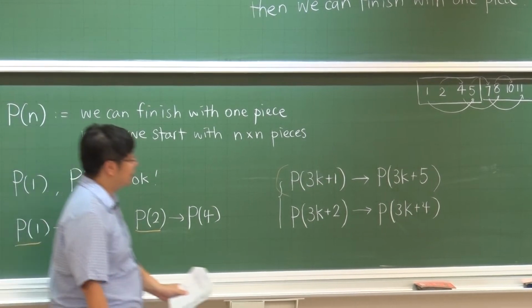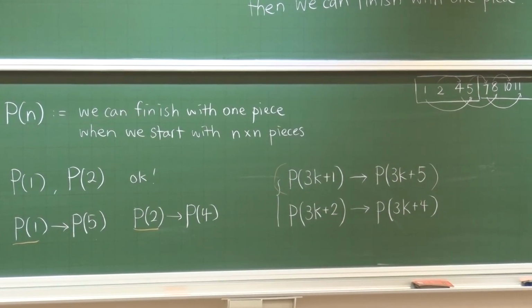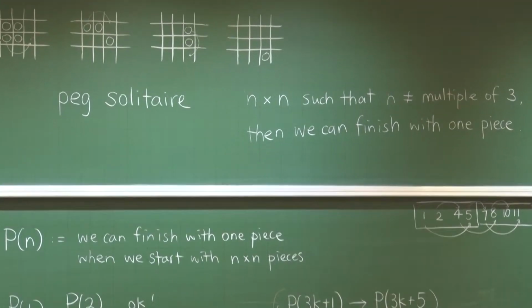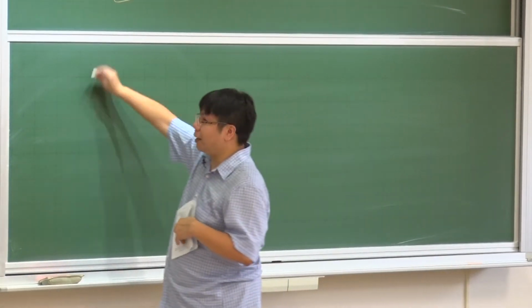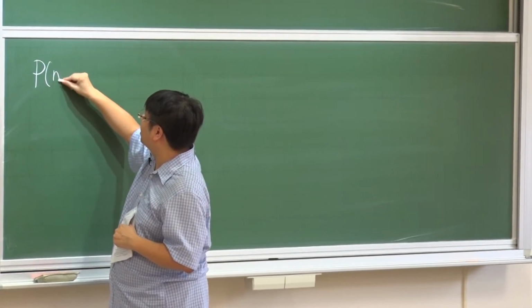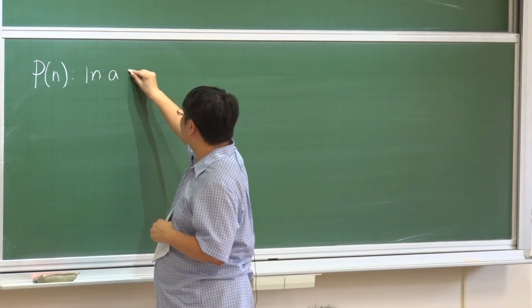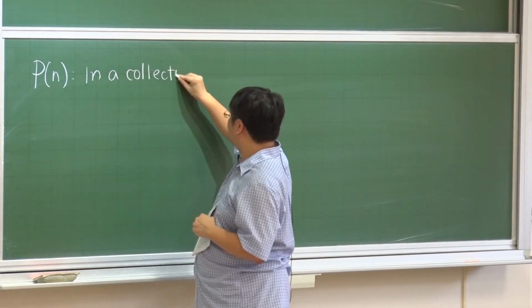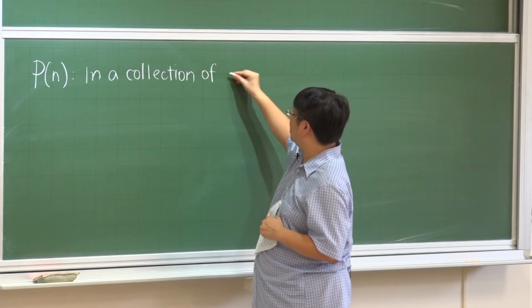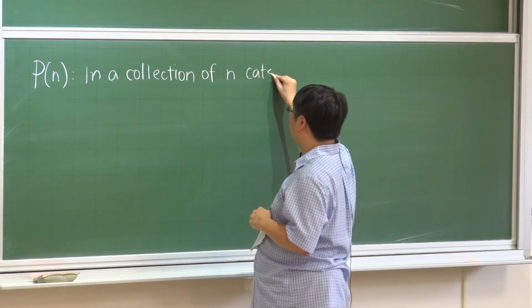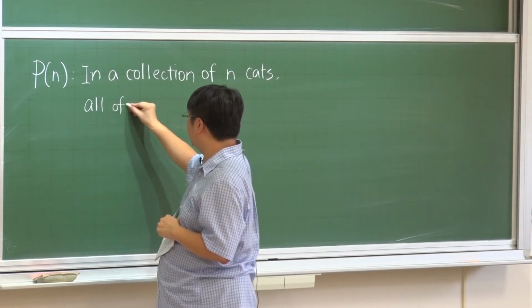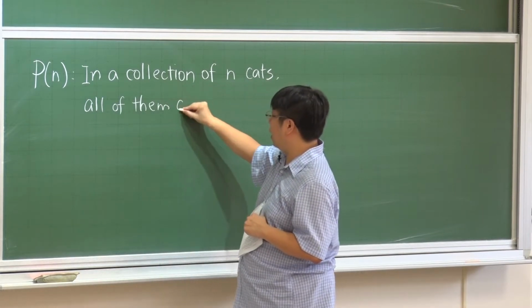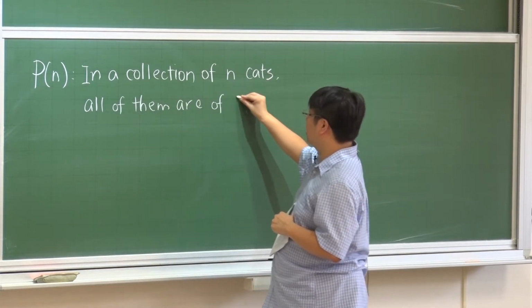Okay, let me use the board over here. So I'm going to show that, in a collection of n cats, let me write down the statement. This statement is Pn: in a collection of n cats, all of them are of the same color.